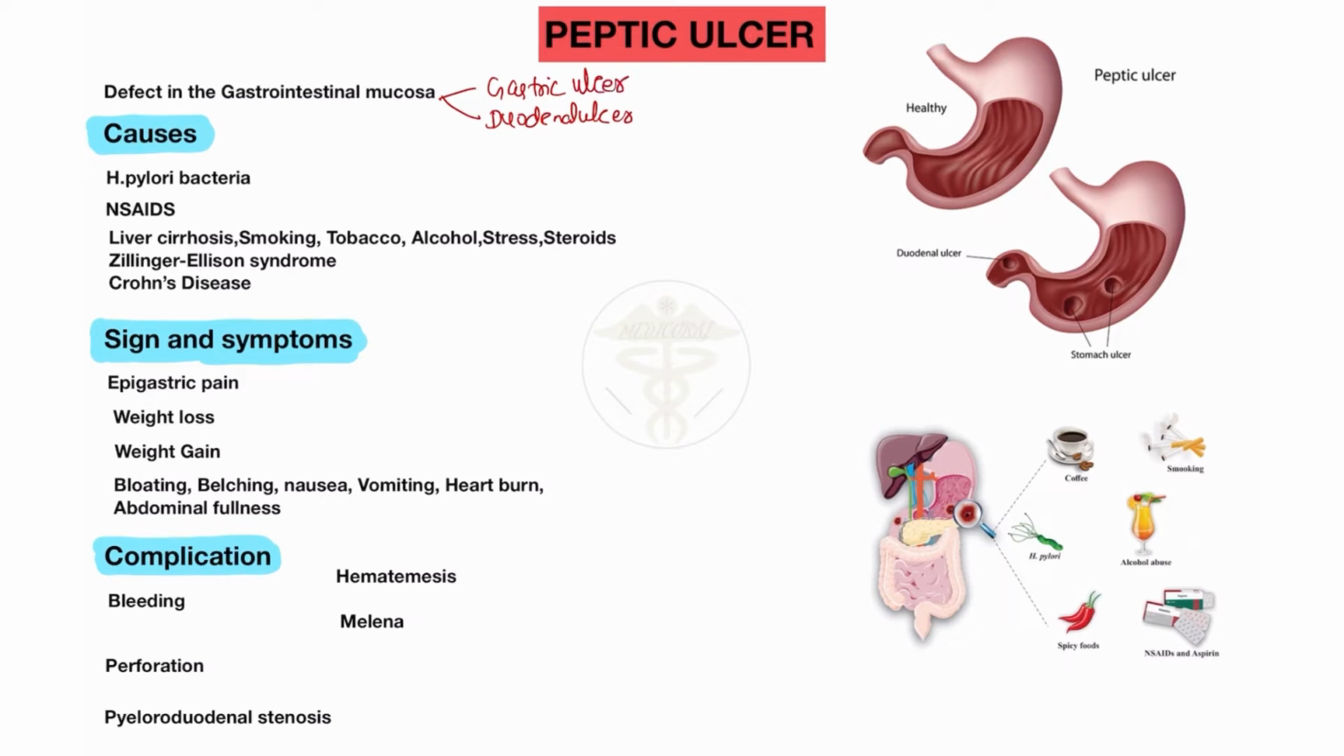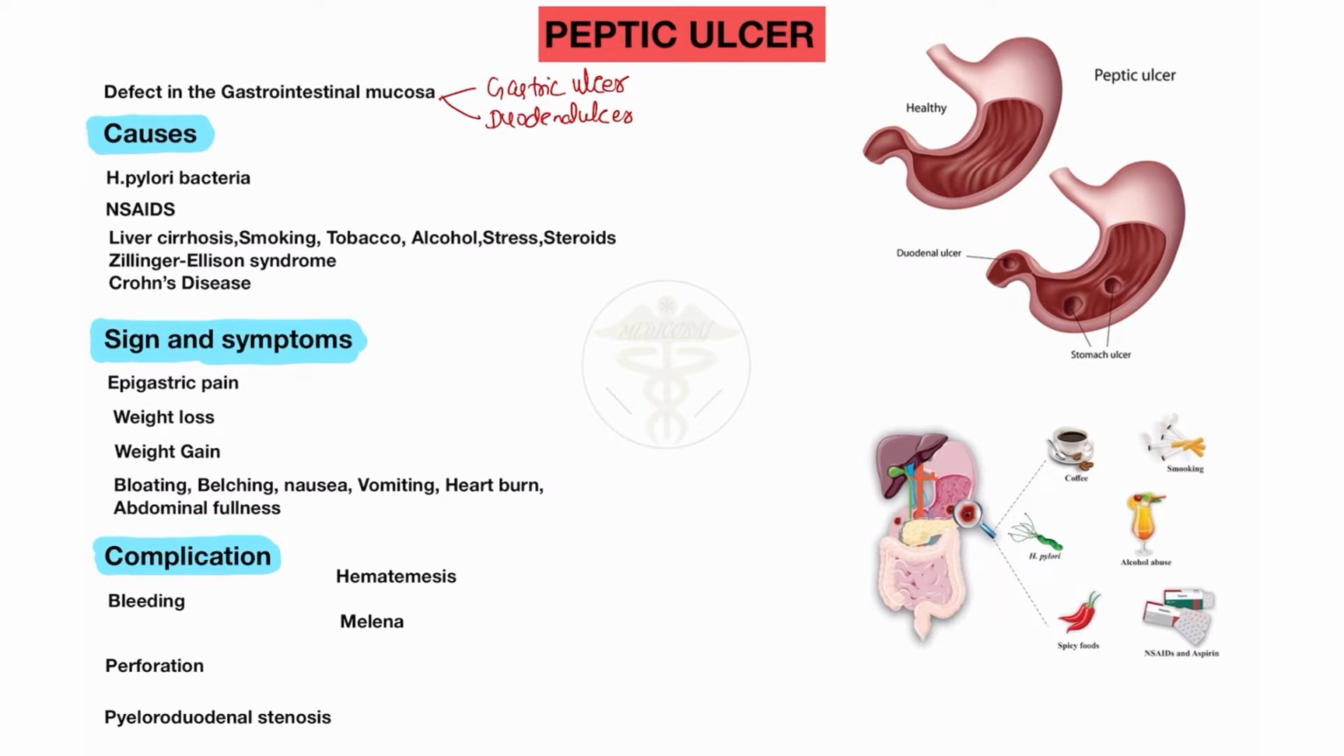You will see a gastric ulcer when only the stomach part is affected. But when the upper part of the duodenum is affected, it causes the duodenal ulcer. So it may be a gastric ulcer or a duodenal ulcer. Here is the healthy stomach and duodenum, but in the ulcer patient, here the gastric ulcer occurs, and this is the duodenal ulcer. So two types of ulcer you will see in this video: gastric ulcer and duodenal ulcer.